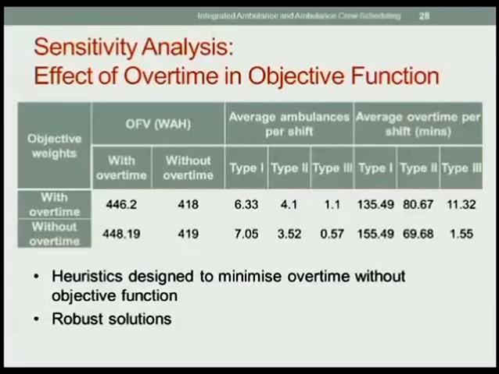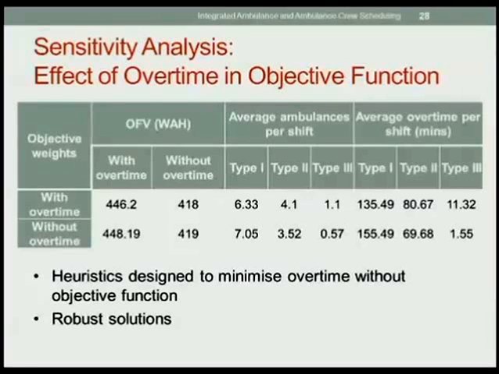I just want to quickly go through the effect of including overtime in the objective function, because this was something novel that I was able to include in my problems. I was able to do this because of the way that the disjunctive constraints were formulated with return to station jobs, but I wanted to make sure that by including it, I wasn't having a detrimental effect on the number of ambulances that I was assigning each shift.